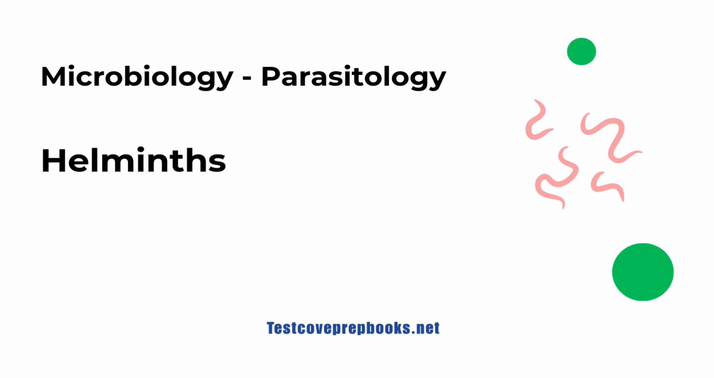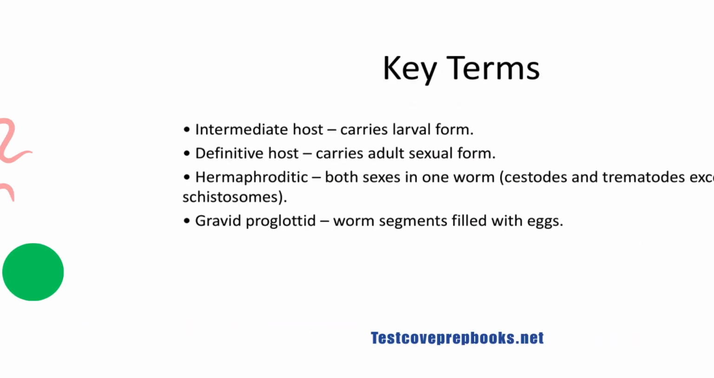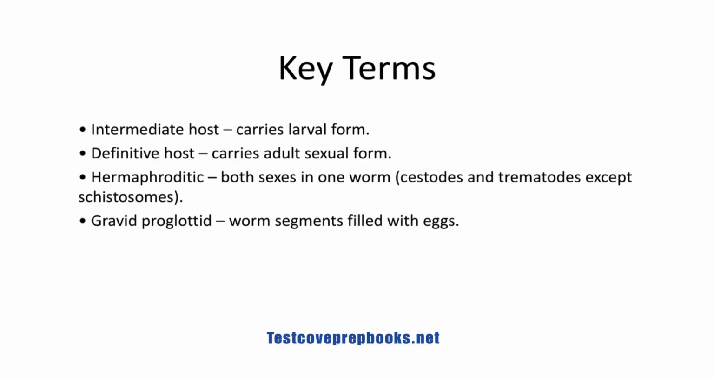In parasitology, helminths are parasitic worms that infect humans and animals. There are a few important terms to understand. An intermediate host is one that carries the larval form of a parasite, while the definitive host contains the adult, sexually reproducing form. Some helminths are hermaphroditic, meaning they contain both sexes within one organism.